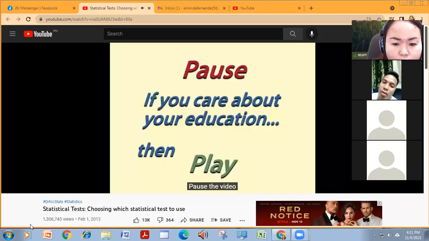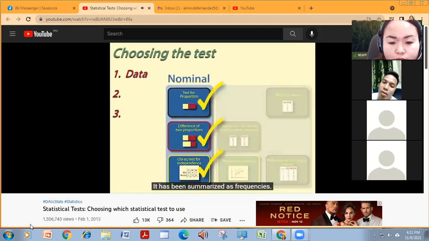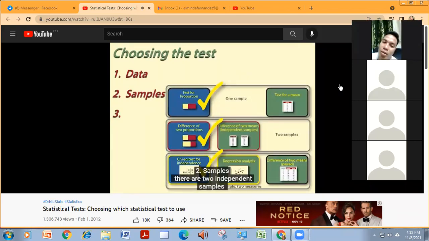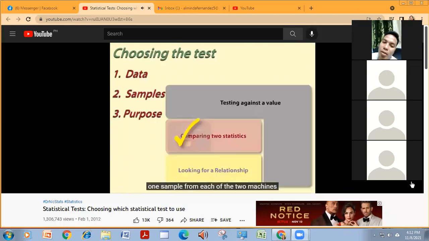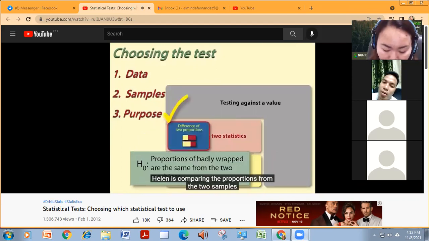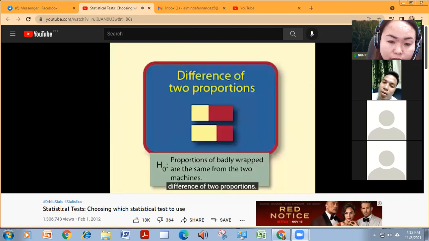Pause the video. Data. The information for each bar is OK or not OK. This is nominal data. It has been summarized as frequencies. 2. Samples. There are 2 independent samples, one sample from each of the 2 machines. 3. Purpose. Helen is comparing the proportions from the 2 samples. We can see that the test is difference of 2 proportions.